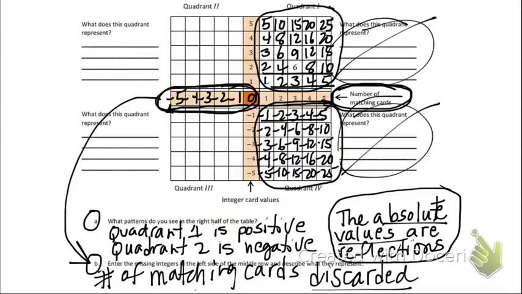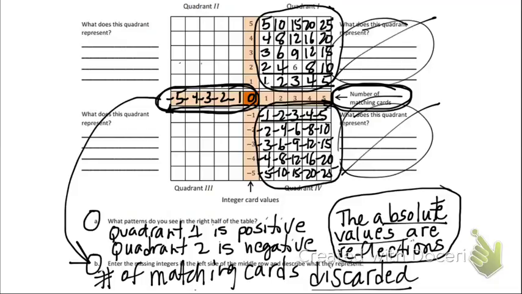So yeah, let's go ahead and continue this. Let's go ahead and look at quadrant 2. If you would go ahead and complete quadrant 2 of the table, that's right here. All right, so you can go ahead and pause and fill in quadrant 2 and come on back.